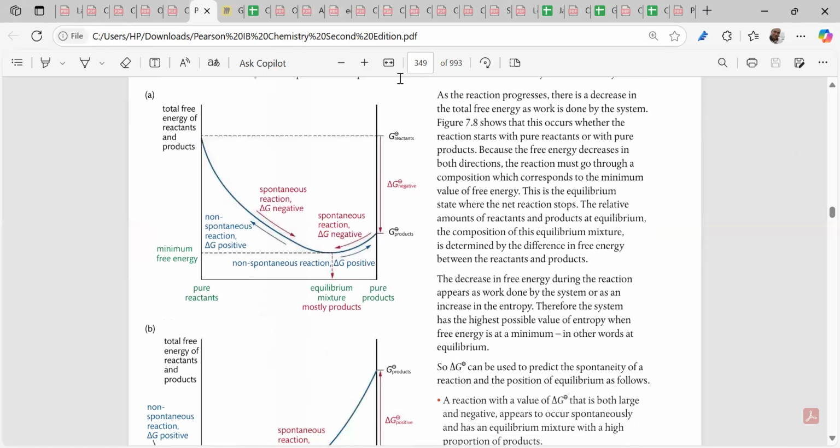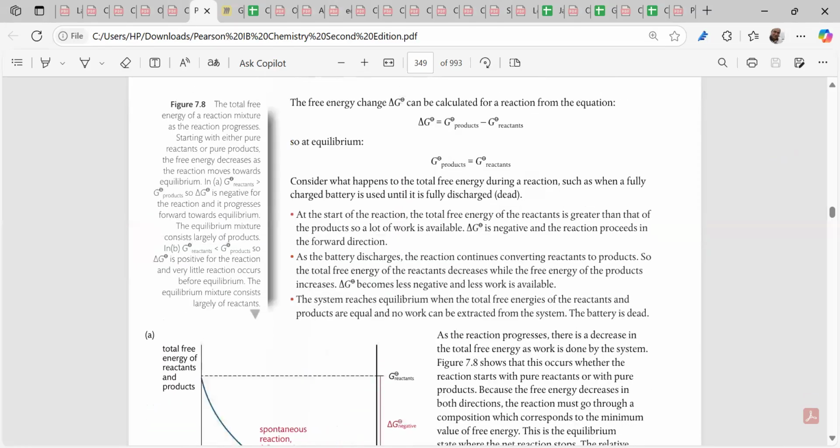Delta G of reaction is equal to what? Delta G reaction is equal to the Gibbs energy of the product minus the Gibbs energy of the reactant. This is the equation we know. Now suppose we have taken a fully charged lead acid battery and put a bulb. At the start of the reaction, there will be reactant only.